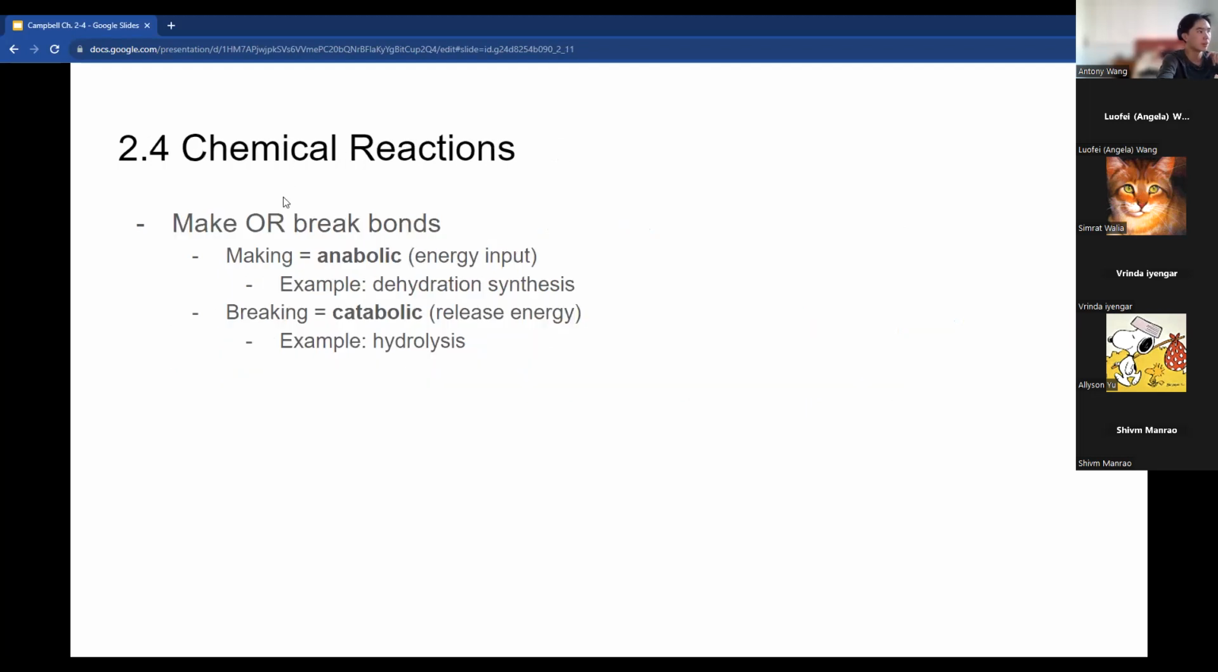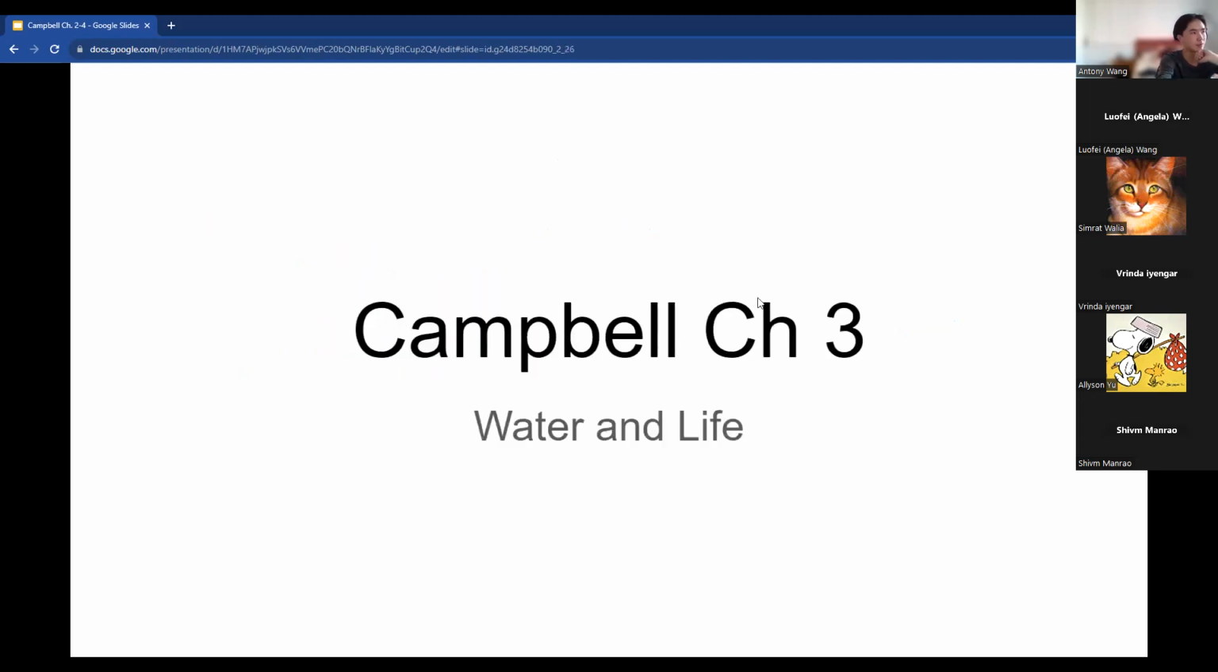And in terms of metabolism, there's really two broad categories of reactions. Catabolic and anabolic reactions. Catabolic is just you break things down. Anabolic is just you're putting in energy to build molecules. And that's chapter 2. Now we move on to chapter 3.